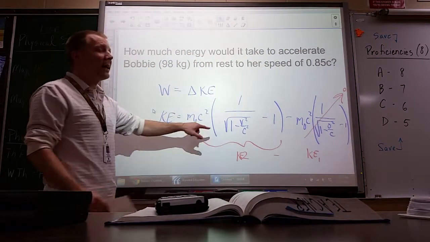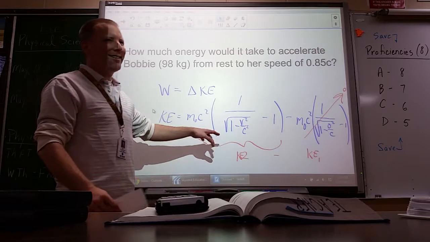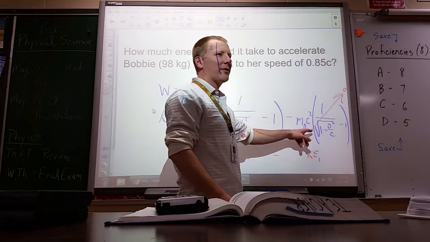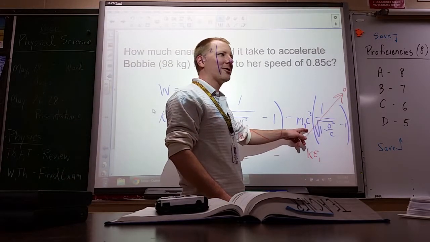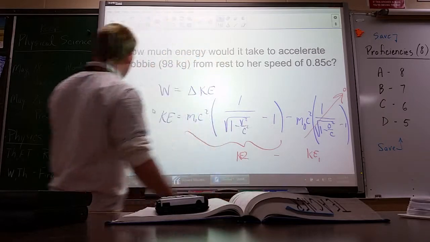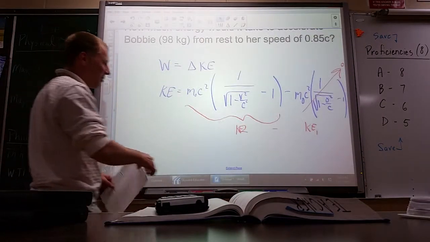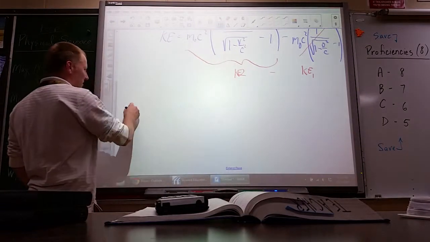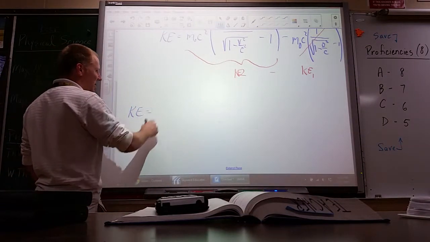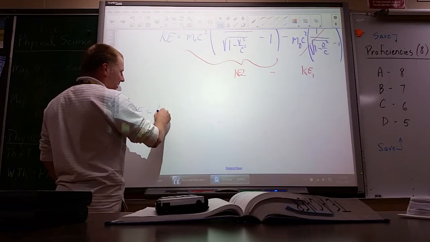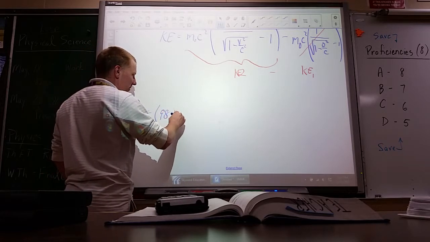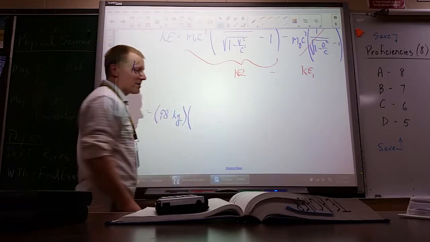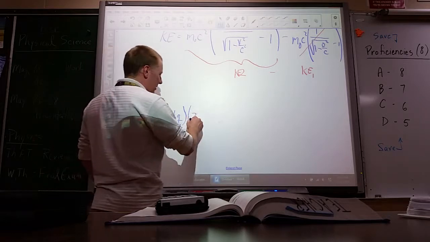So we really only care about this, but even for me, I like to go back through this and just double check, shall we, to make sure that I've got that right and I'm not oversimplifying. But now we can put our values in for the amount of energy she'd have. So her mass was 98 kilograms. We have to use the speed of light here.